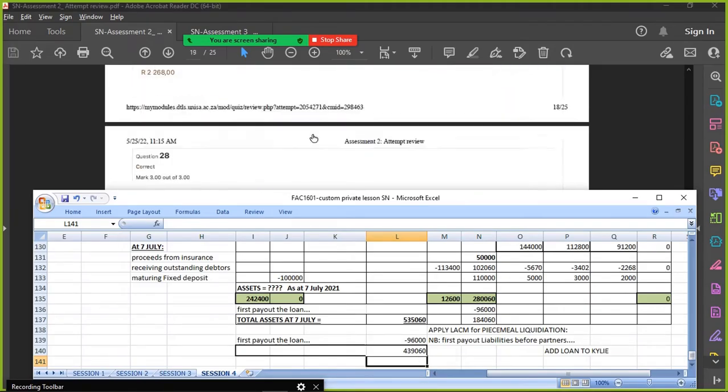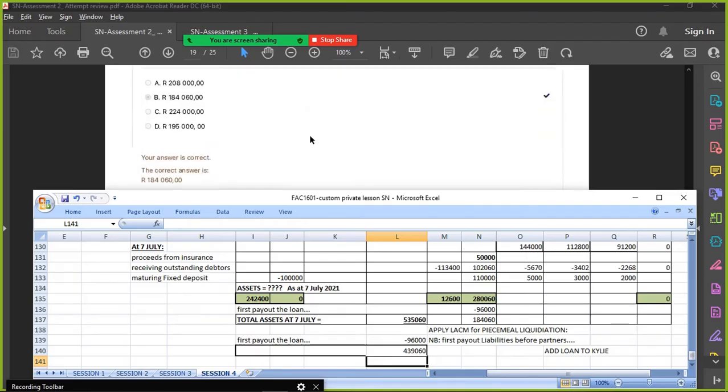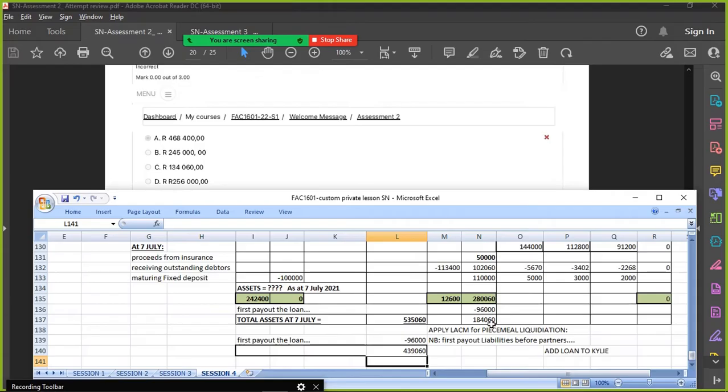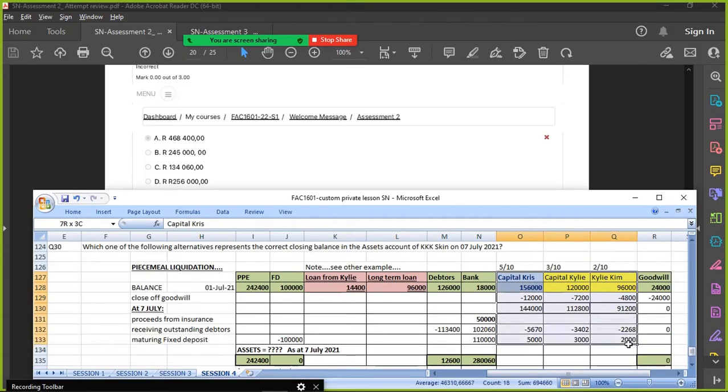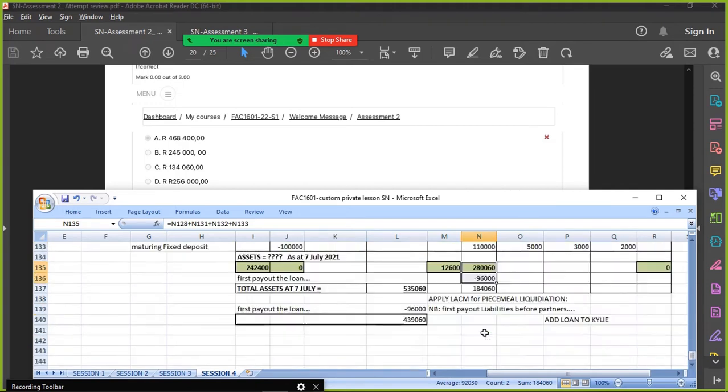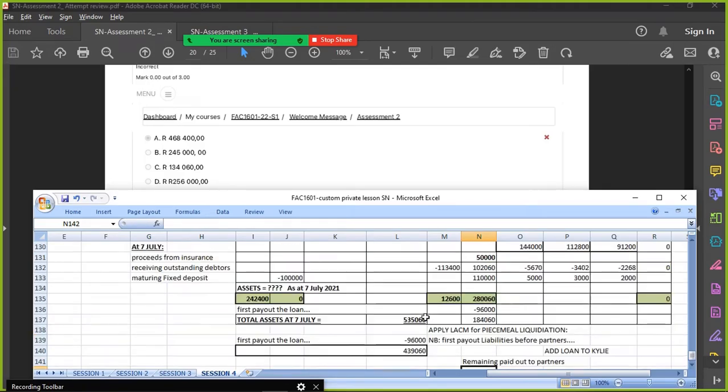They went with a lot lower, hey? Yeah, they went with 245. Okay, let's check and see. The only thing I can think of is they're probably wanting you to pay out the partners and then see what's remaining. So in other words, this bank amount will be paid out. So the full amount is paid out. So let me just put this down. Remaining paid out to partners. Then you'll have the remaining left over.